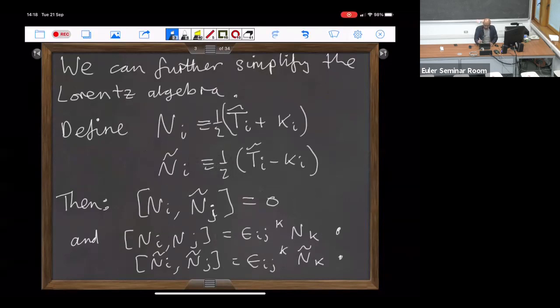And this is just a copy of the slide we had. So if you remember, we took the boosts and the rotations, and we took the sum and the difference of boosts and rotations, and that gave us three generators N_i, which obey the SU(2) algebra, another three generators Ñ_i, also obeying the SU(2) algebra, and the N_i's commute with the Ñ_j's for all i and j.